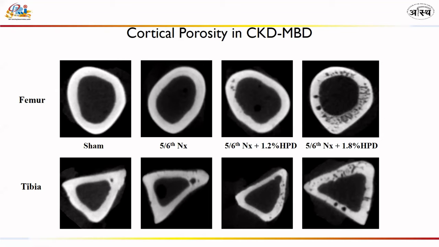So here what we have done is that we have created a 5/6 nephrectomy. That means here one full kidney is removed and 1/3 of the other kidney is kept. So that is 5/6 nephrectomy. So the animal now has 1/6 of the renal mass to function.